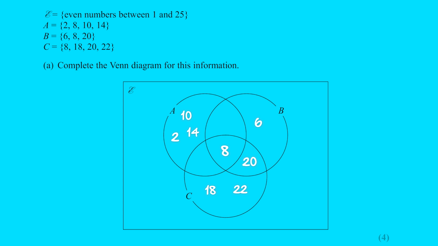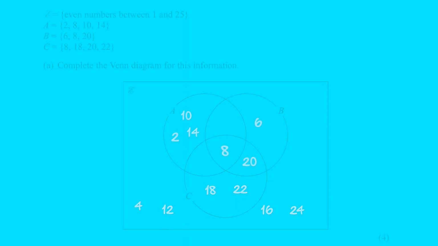And then for C, we've already written the 8, we've already written the 20, and then the two remaining are 18 and 22. But this Venn diagram must represent all the even numbers between 1 and 25. So the ones that don't appear in A, B, or C, we put those outside there. So we've got 4, 12, 16, and 24 that we also need to include.